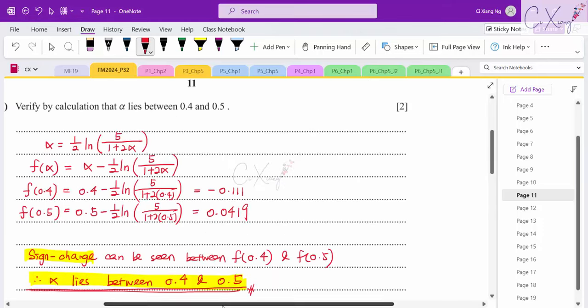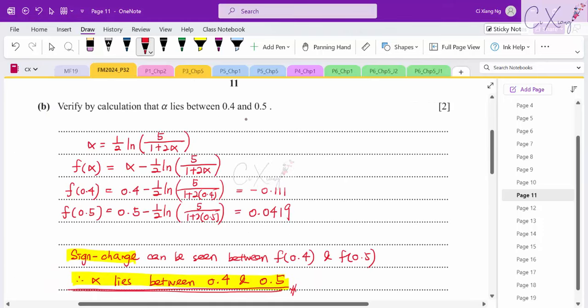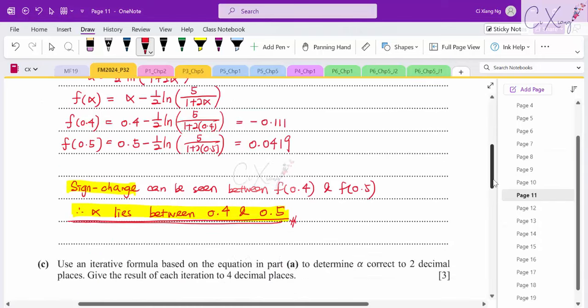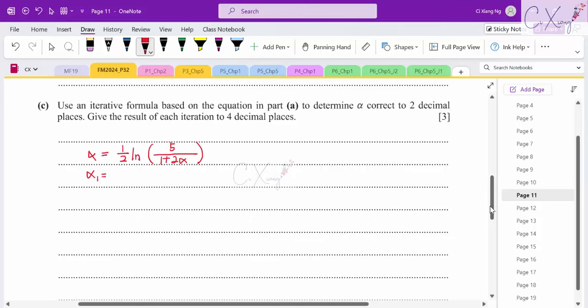If, let's say, you put a value that's very far away from the original root or original answer, then your iteration might be longer. So usually what I suggest is that you just take any value that's nearer or closer to the value that they want us to verify here. So for me here, I will substitute my initial value as 0.5.